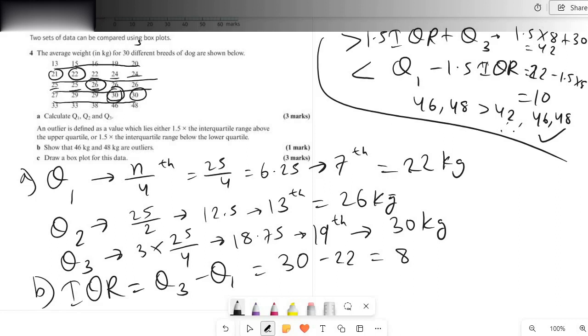For part C, we have to draw a box plot for these data. So let us first note down the values here. Q1 is going to be 22 kg. Q2 is going to be 26 kg. And Q3 is going to be 30 kg. And similarly, we have two outliers here, which are 46 and 48. And the lowest value that is not an outlier is going to be 13, because 13 is greater than 10 and less than 42. So the lowest value is 13.